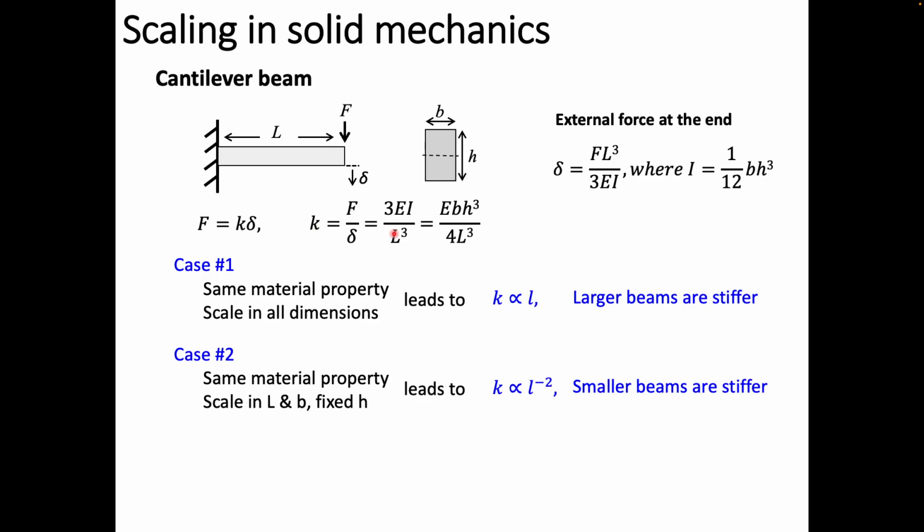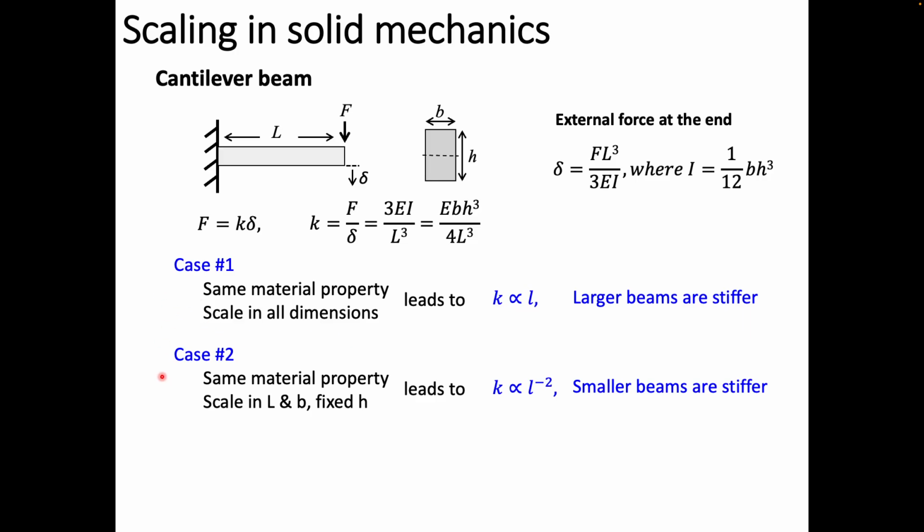It turns out it is 3 times Young's modulus and the second moment of area, over L cube. Here, the I for this simple rectangular shape is essentially 1 over 12 BH cube. That is how you can obtain this delta, and then you plug it in and obtain this K. With this cantilever beam, we are going to consider these 2 cases.